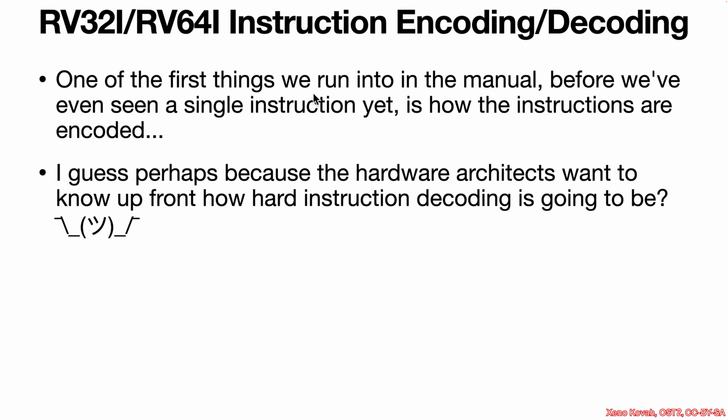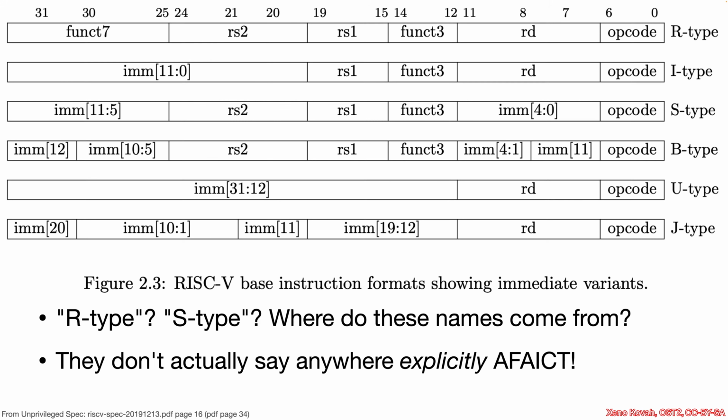So one of the first things that we saw in the manual is that we immediately run into these instruction encodings. And like I said, I don't really know why they would put that up front ahead of the actual assembly instructions themselves. That doesn't seem like necessary information, at least for us software and firmware type people, but maybe hardware architects want to know that. I'm not sure.